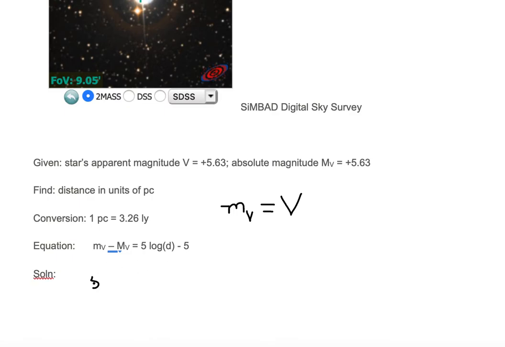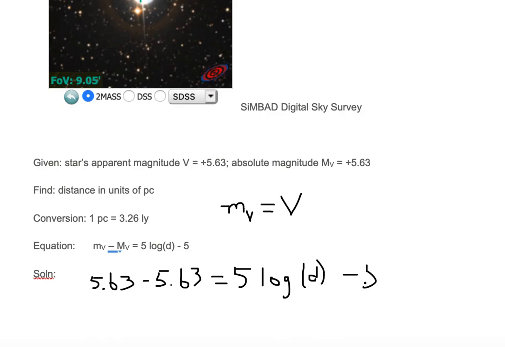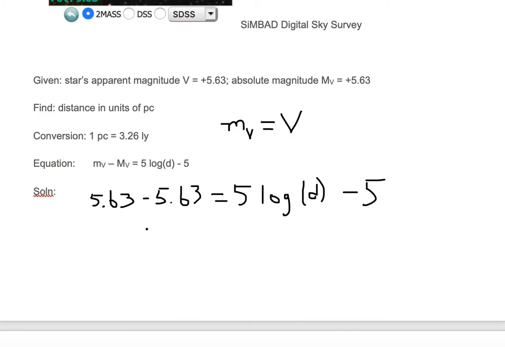So we have 5.63 minus 5.63, and that of course is equal to 0. But that is going to be equal to 5 log d minus 5. So we put that in there: 5 log of d minus 5. So the left-hand side just equals 0, and we're left with 5 log d minus 5.